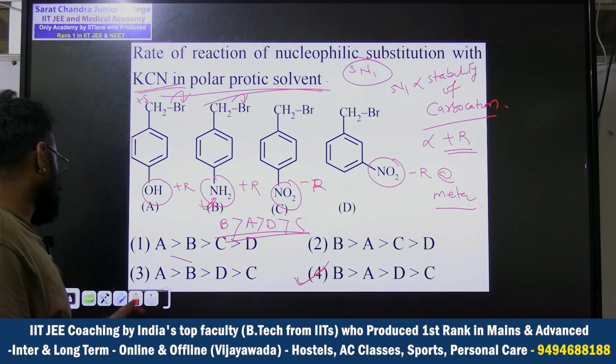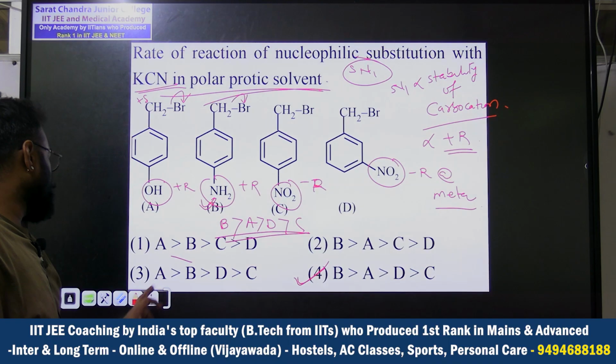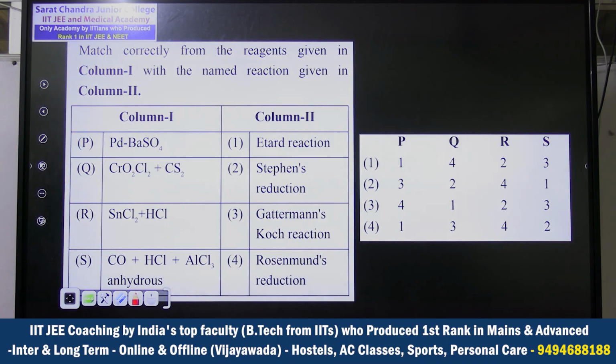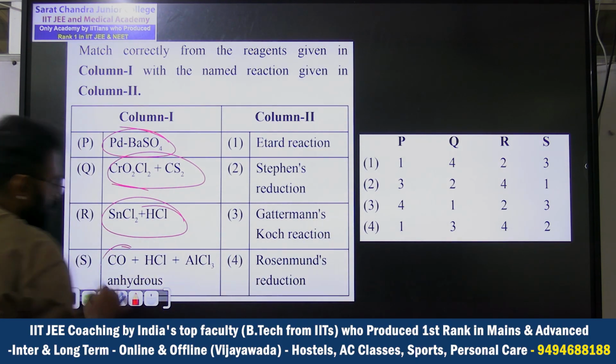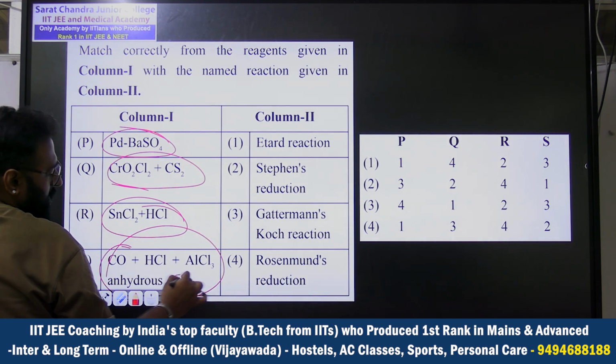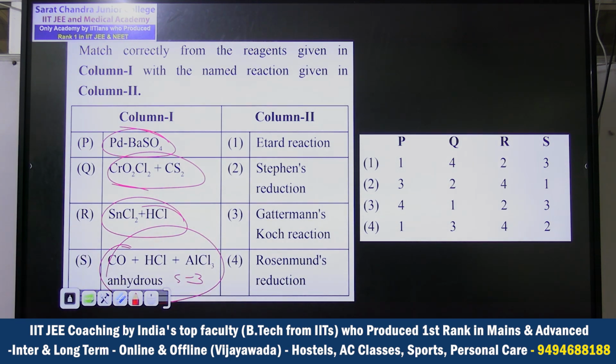Now moving to the next question. Match the column: name reagent. Very simple. Chalo. Palladium plus BaSO4, CrO2, SnCl2, and this. So this is Gattermann-Koch. S is 3, it is Gattermann-Koch. Now chromium chloride plus Cl2.